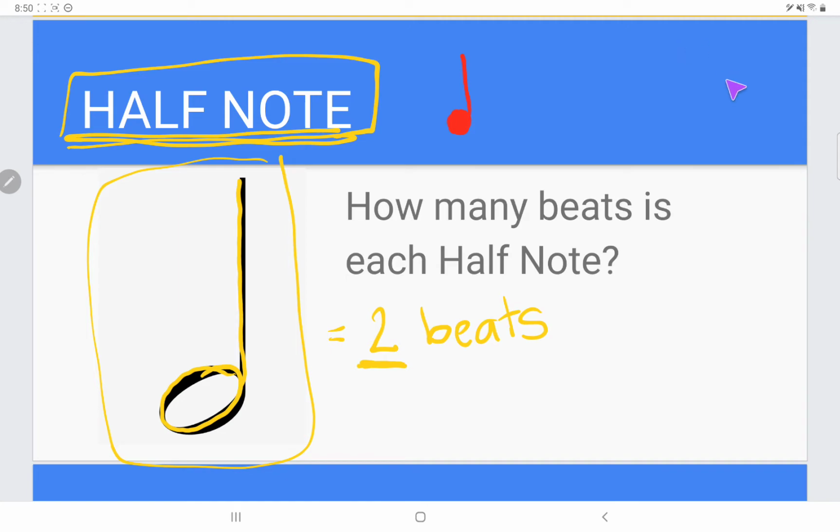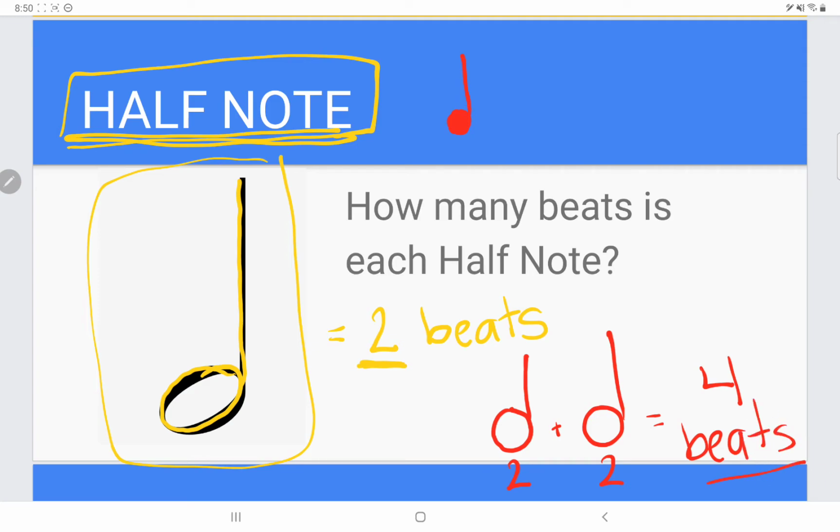So let's pretend that I have a music math equation and I want to add 2 half notes together. Well, my first half note is worth 2 beats. My second one is also worth 2 beats. If I want to add them together, then that would create 4 beats. Remember, that word beats is always going to be really important because we need to measure our music in beats.